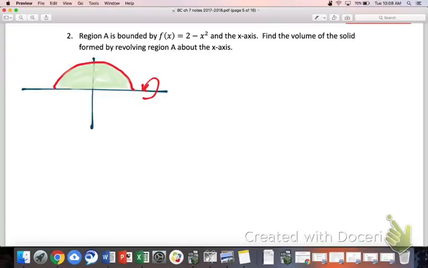The little representative element, the representative rectangle, representative disk, however you want to picture that, is always perpendicular to the axis of rotation. That's right. So because the axis of rotation is the x-axis, that means any representative elements, like a rectangle we draw in there, would have to be a dx wide, kind of tall and skinny type rectangle.